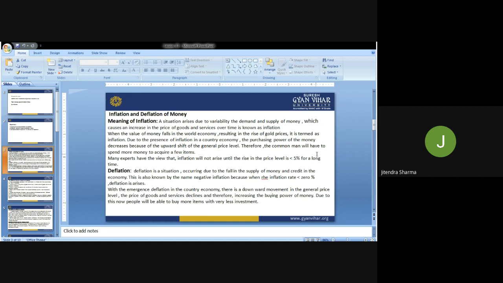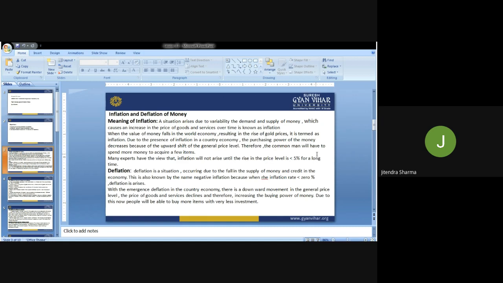This is also known as negative inflation, because in inflation we have a huge hike in the price, caused by the variability of supply and demand of money. But here the situation is the opposite, because when the inflation rate falls below 0%, deflation arises. With the emergence of deflation in the country's economy, there is a downward movement in the general price level. The price of goods and services declines, therefore increasing the buying power of money.